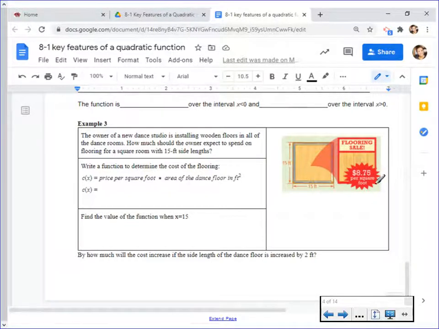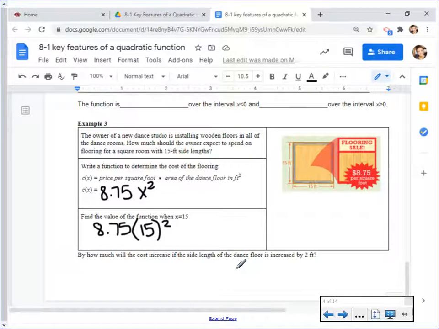So it tells you how much it costs per square foot right here, $8.75 per square foot. So you're going to start your equation with $8.75. That's how much it costs per square foot. And then the area of the dance floor, we're going to use an X for now. Since it's a square room, that's why I put a square after the X. You take your X and you square it, but they actually tell us how big it is. So when you're actually figuring it out, you take 8.75, and then it said both of the side lengths were 15, so you'd replace your X with 15 squared.